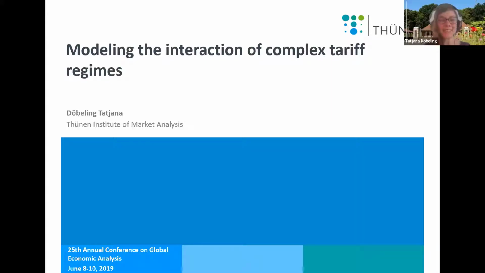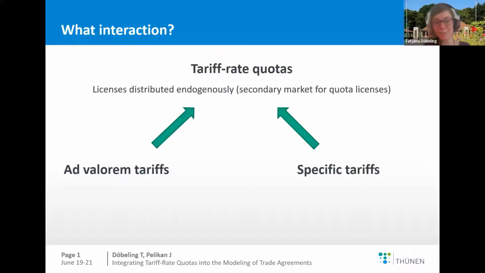Thank you. I'd like to talk about modeling the interaction of complex tariff regimes today. And what I mean by that is I'd like to specifically model the interaction between tariff rate quotas, ad valorem tariffs, and specific tariffs. You probably all know that, but just as a short recap, tariff rate quotas are quotas that grant a certain access up to a certain amount to another country where the tariff is very low within, and anything that is imported beyond that is then subject to a much higher tariff, often the MFN tariff.